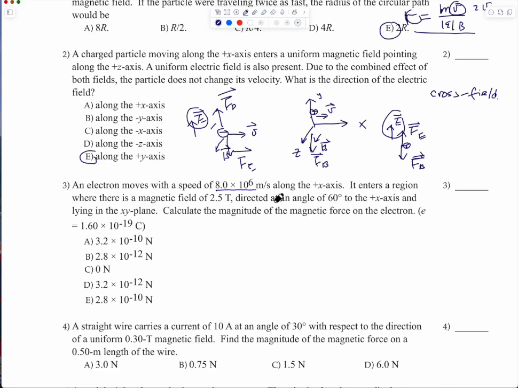All right, number 3. An electron moves with a speed along the x-axis. Remember, the electron is negative. It enters a region where the magnetic field is B equal to 2.5 tesla, directed at an angle of 60 degrees to the x-axis, in the xy plane.